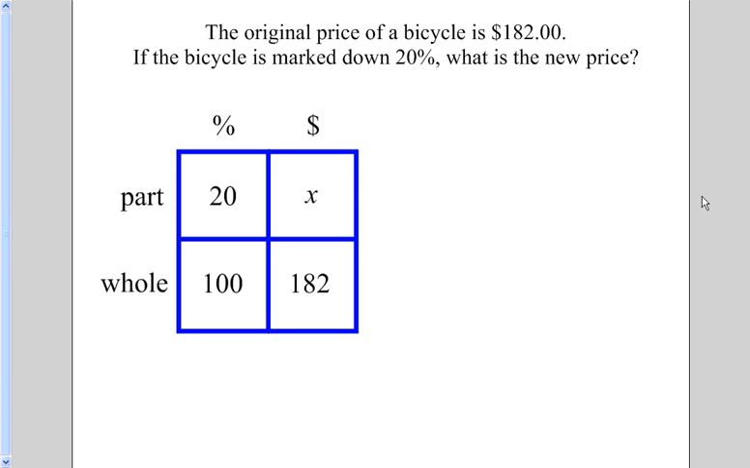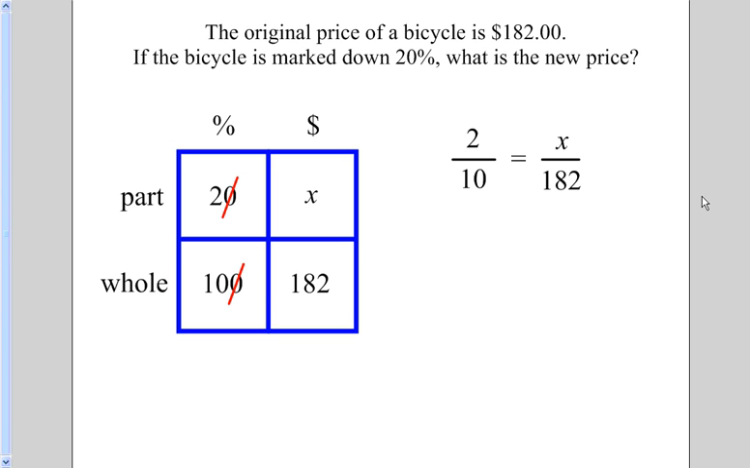Now, before we solve this and set up the proportion, we can simplify the percent a little bit. 20 over 100 can be simplified by dividing each side by 10, and that gives us 2/10. That'll make it just a little easier to solve. Now we can set up the proportion. 2/10 equals x over 182.